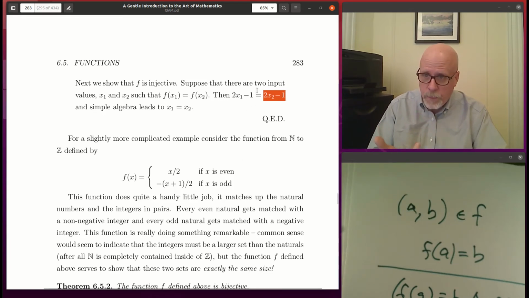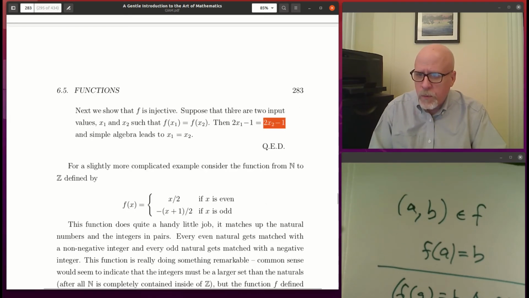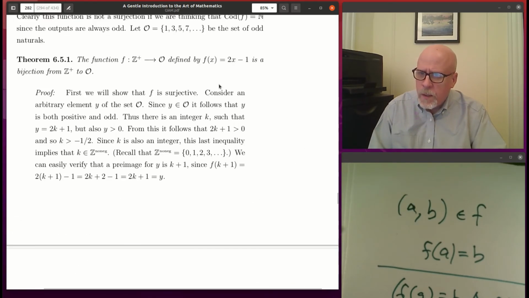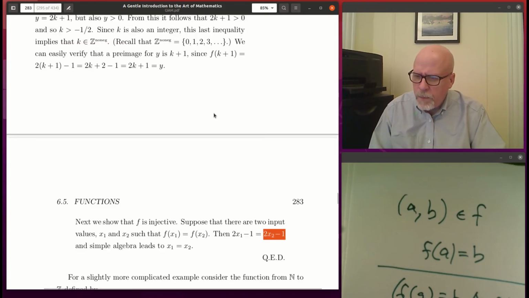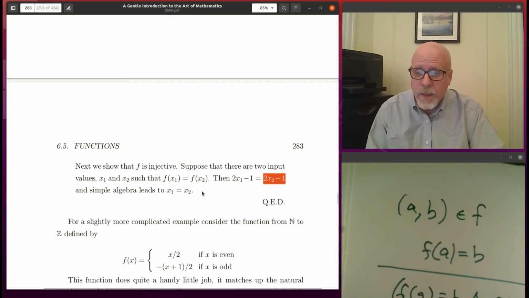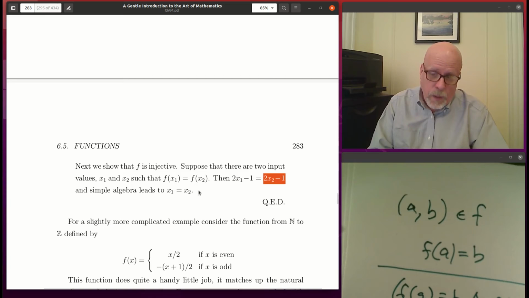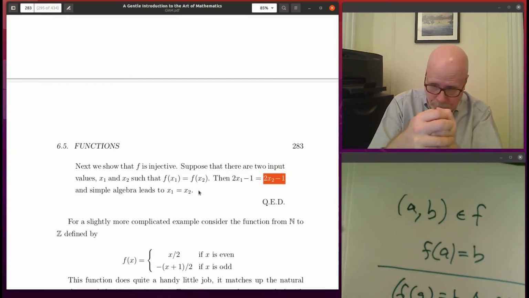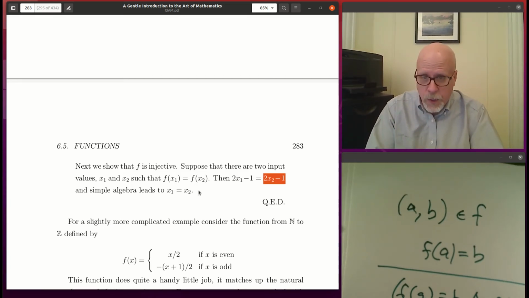Then what do we do? Add 1 and then divide by 2, and you've got that they're equal. So this function 2x minus 1 is a bijection. I didn't do a closing sentence on this one, and I don't think it's necessary in general, but if I were to add one in, it would say something like, since we've shown that f is both a surjection and an injection, it follows that it is a bijection.